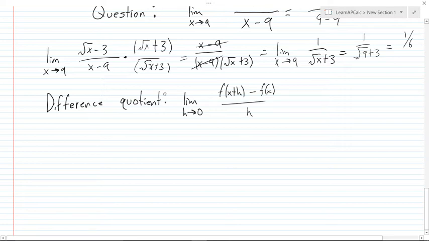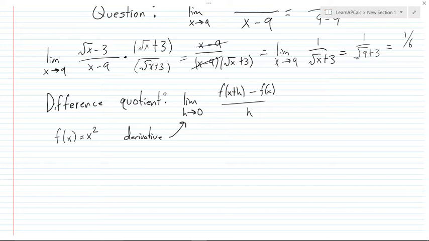Now, what I didn't tell you is that you use the difference quotient to find a derivative. So if f of x equals x squared, then the derivative is just this. And that's what we call the limit definition of a derivative. So you should know how to set this up.